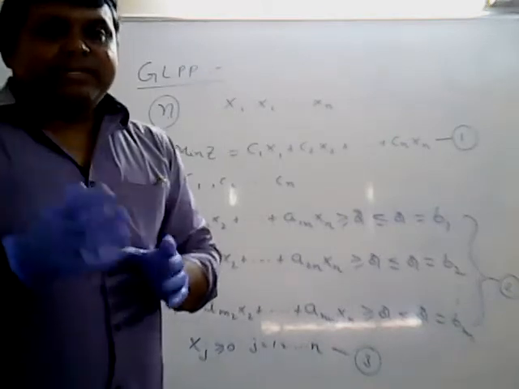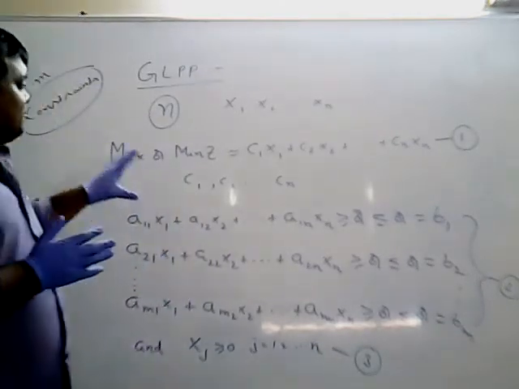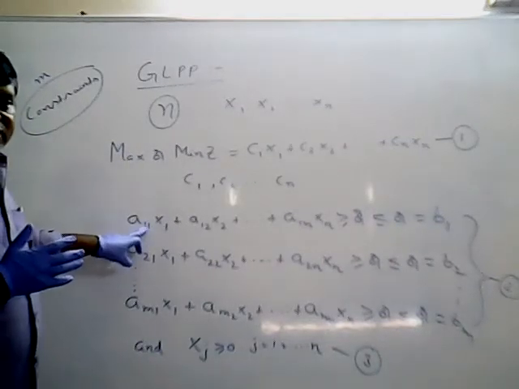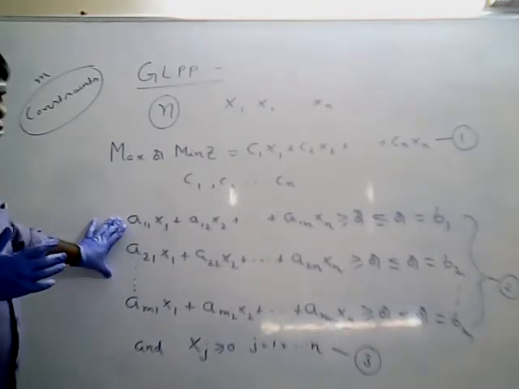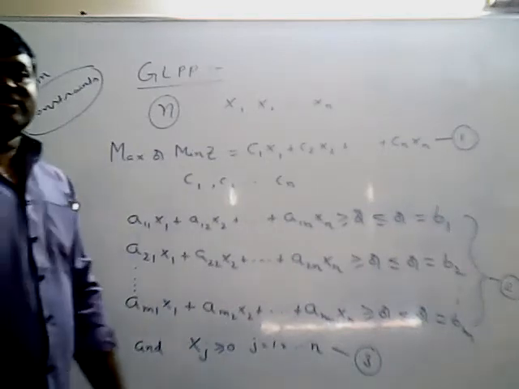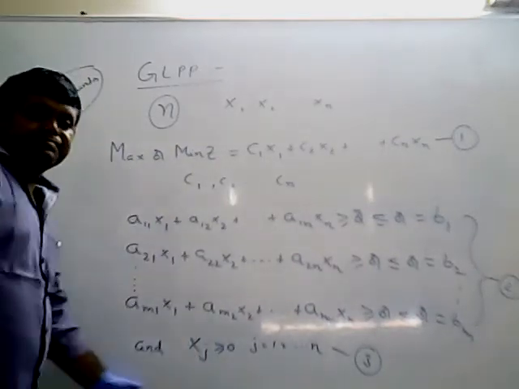So what is the LPP definition now? LPP definition is nothing but an objective function, a set of constraints, and non-negative restrictions together. If you take one, this is called a constraint, and these together are a set of constraints. Okay. Next slide.